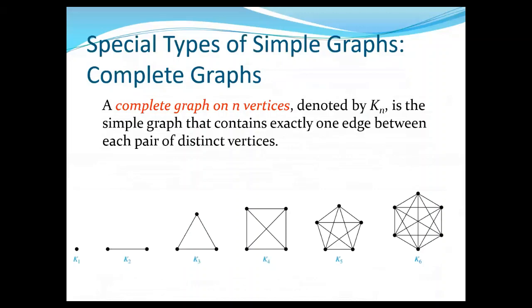Now let's move on with the special types of simple graphs. We call it a complete graph on n vertices. It means that all vertices are connected with each other. So that's a complete graph. For example, we have one vertex. This is a complete graph because the vertex is connected to itself. How about two vertices? Two vertices connected by one edge are considered a complete graph. Three vertices connected by three edges are considered a complete graph.